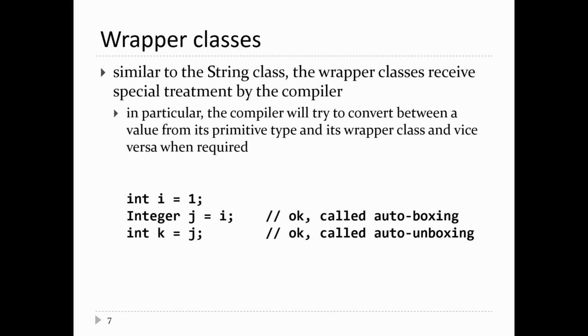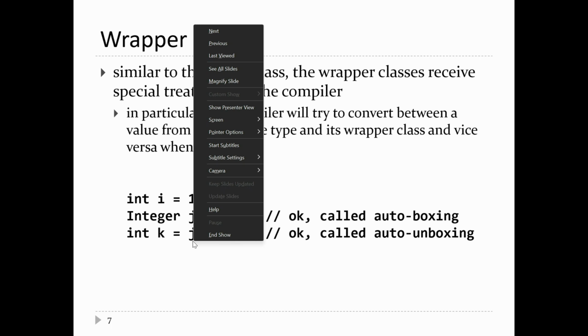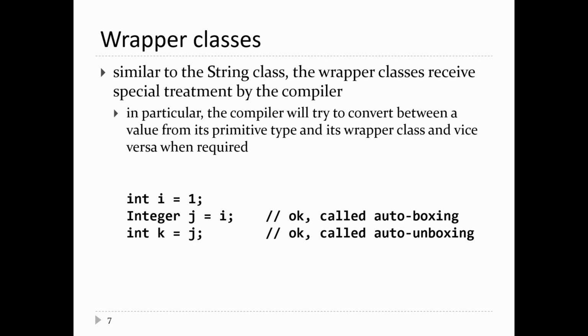It lets you go the other way as well. If you have an Integer object, you can store its value in an int variable. In other words, the compiler calls a method belonging to j for you that gets the value of j and stores it in k. Converting an int to an Integer is called auto-boxing. Converting an Integer to its corresponding primitive int is called auto-unboxing, or just boxing and unboxing.